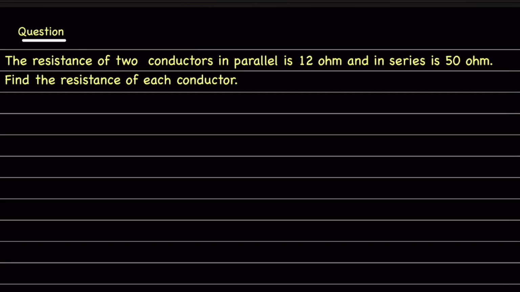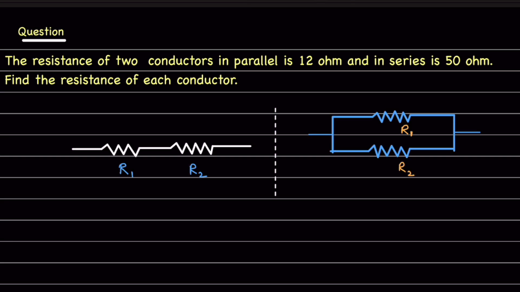In this question, the resistance of two conductors in parallel is 12 ohm and in series is 50 ohm. Find the resistance of each conductor. If you understand this question with a figure, as you see in this figure, we have two arrangements. This is our series arrangement and here is the parallel arrangement.